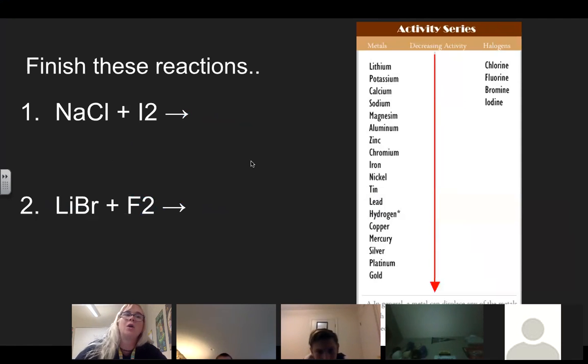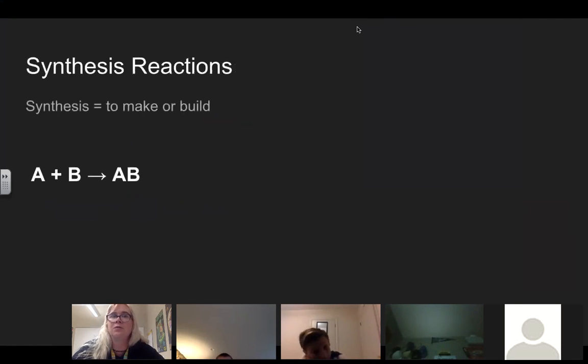So, synthesis reactions. Well, what does the word synthesis mean? It means to make or build. So in this case, a synthesis reaction will always look like this. A plus B will yield AB. Now, will it be one element by itself? We're about to see. Seems very simple, right? This is actually really, really easy to see and go, that's a synthesis reaction.